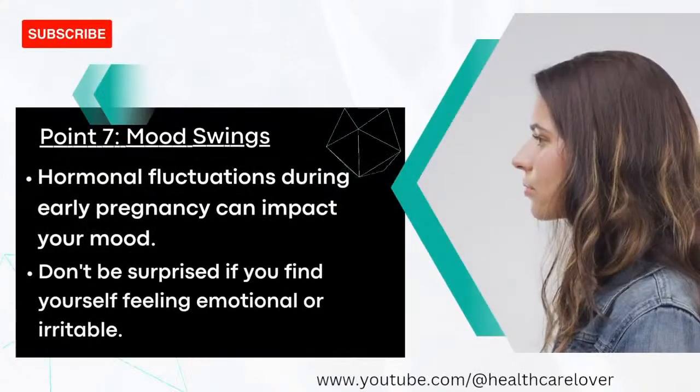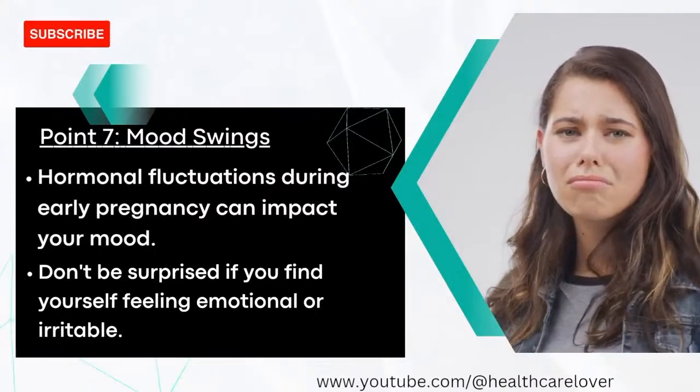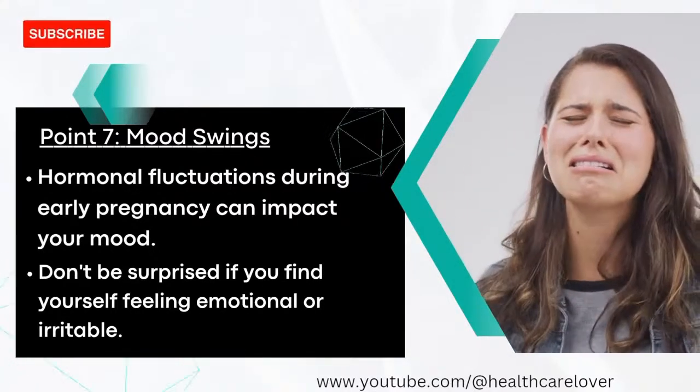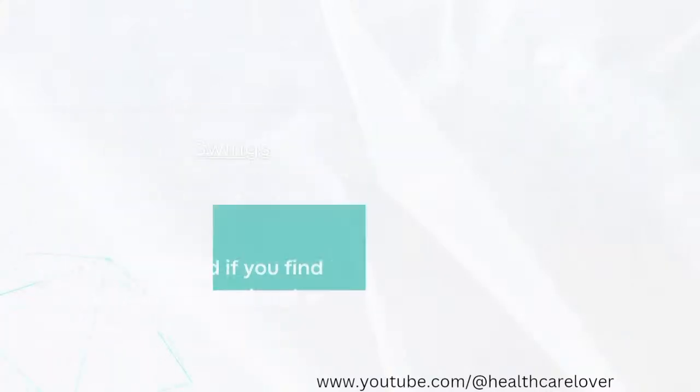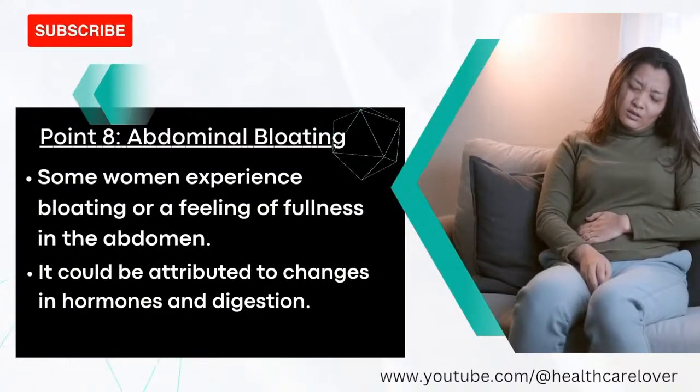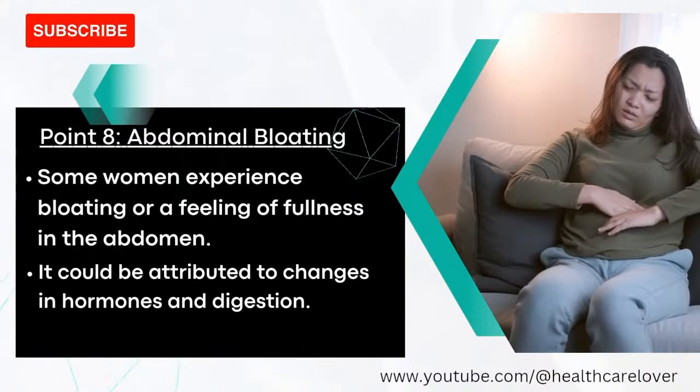Point 7. Mood swings. Hormonal fluctuations during early pregnancy can impact your mood. Don't be surprised if you find yourself feeling emotional or irritable. Point 8. Abdominal bloating. Some women experience bloating or a feeling of fullness in the abdomen. It could be attributed to changes in hormones and digestion.